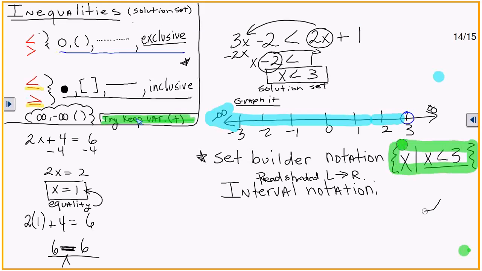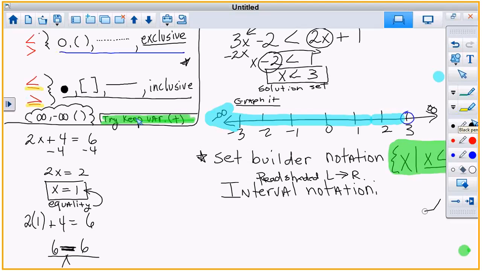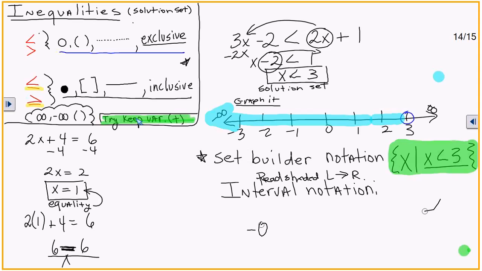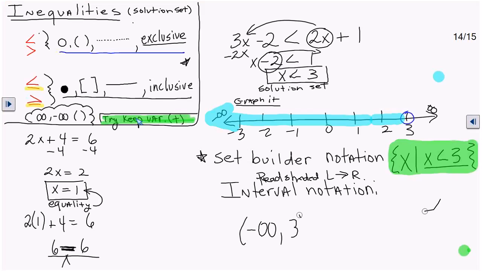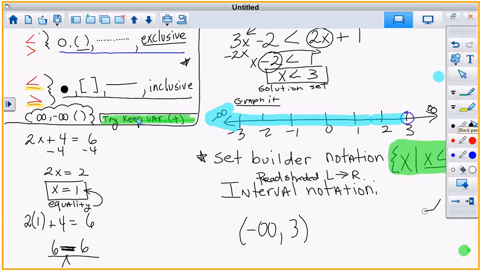And then the next, interval notation: read the shaded region from left to right. Negative infinity to 3. You can't touch infinity, and you can't touch 3. Why can't you touch 3? Because it gets parentheses. And that is interval notation.